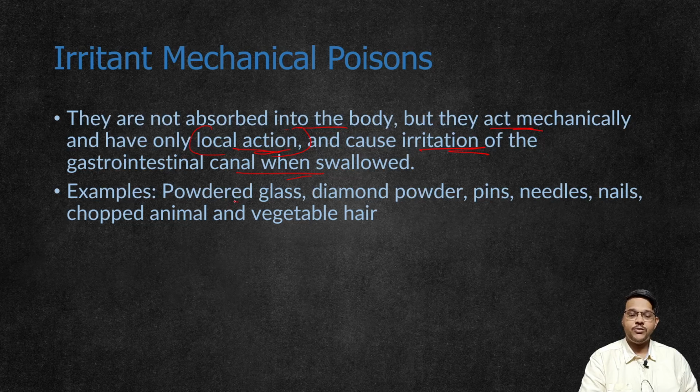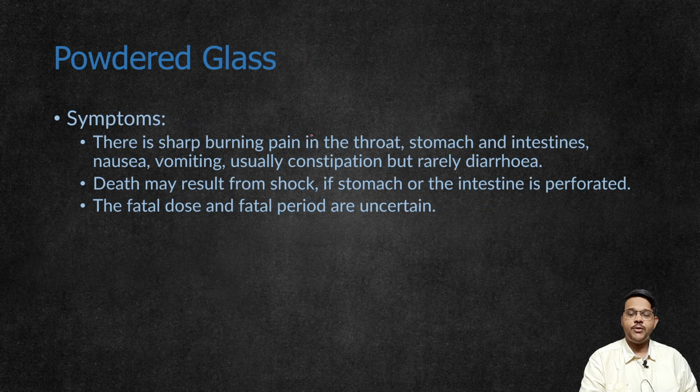Some examples include powdered glass, diamond powder, pins, needles, nails, and chopped animal or vegetable hairs, all of which can cause mechanical effects. The commonest among them is powdered glass. If a person by mistake consumes fine powdered glass, there is sharp burning pain in the throat, stomach, and intestine, nausea, vomiting, and usually constipation, but rarely diarrhea. Death may result from shock if the stomach or intestine is perforated.